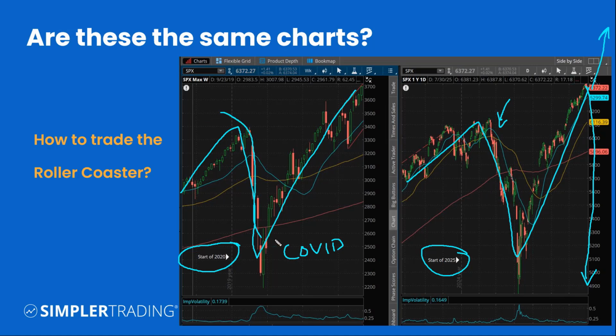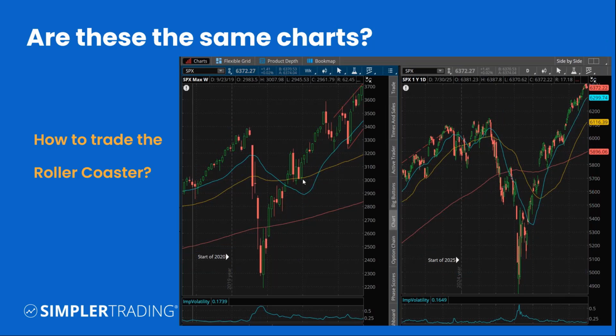Now, when COVID happened, this was one of the best years that we had trading in my trading group. We traded it all the way down and all the way back up. We've done the same thing this year: lots of great trades all the way down, lots of great trades all the way back up. So there is a method to the madness.